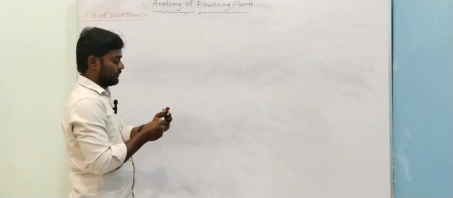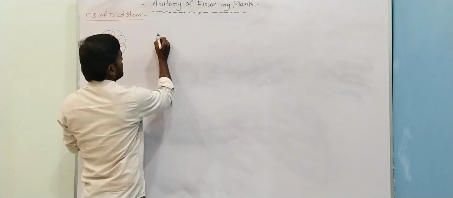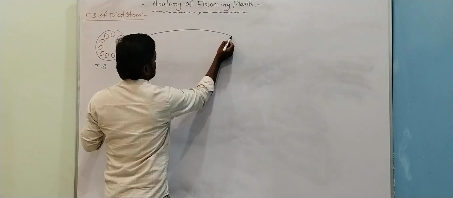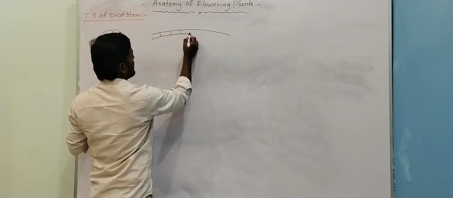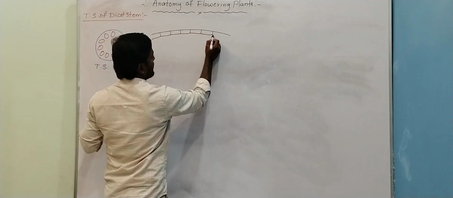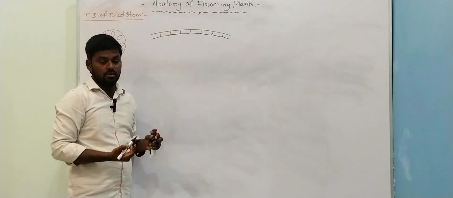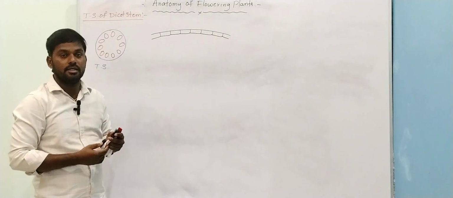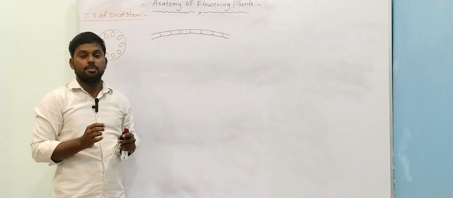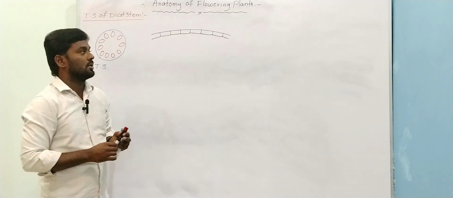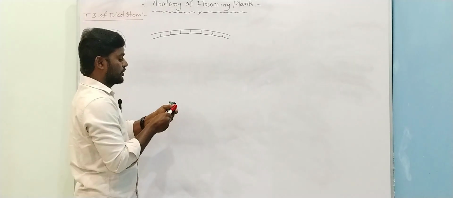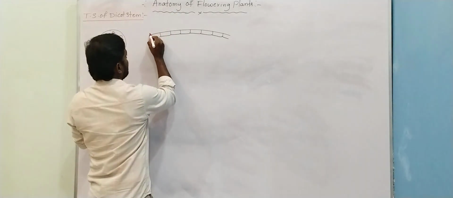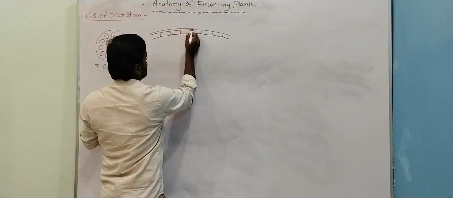The first one is the outermost layer of the dicot stem. The outermost layer is made up of a single layer of flat parenchymatous cells. This is the epidermis, a single layer made up of flat parenchymatous cells. Next, this epidermis is covered by cuticle.